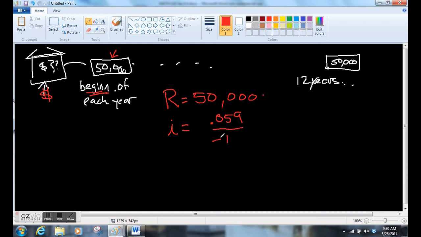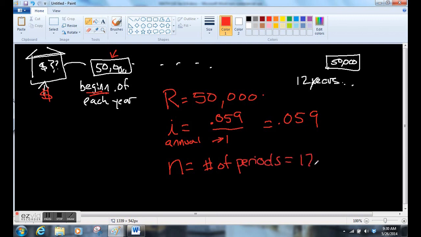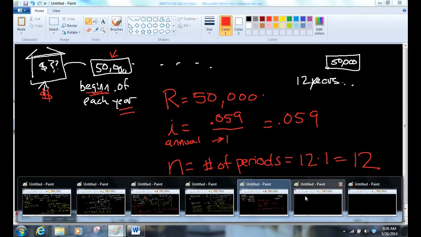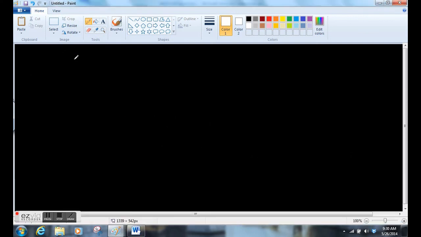How many times a year is it compounded? 1, because he's getting the payment every year. So in this case, it's just 0.059. And N, which is the number of periods, in this case, he's getting paid every year, so it's just 12. So you could think 12 times 1 time a year equals 12. Okay? So it's beginning of each year. In this case, they were compounding annually. Let's plug it into the formula.